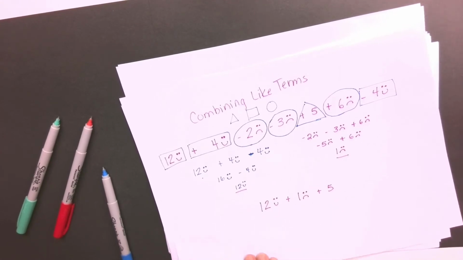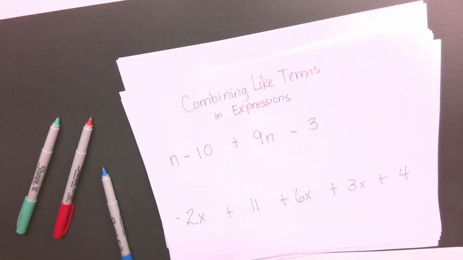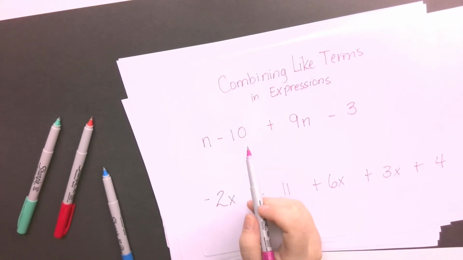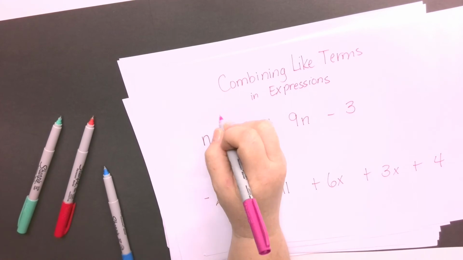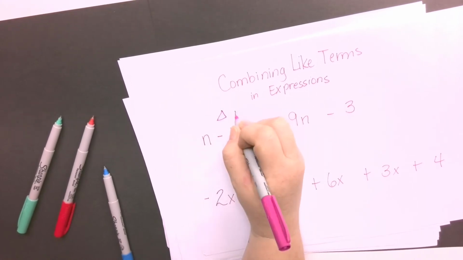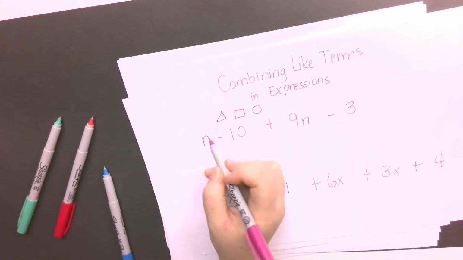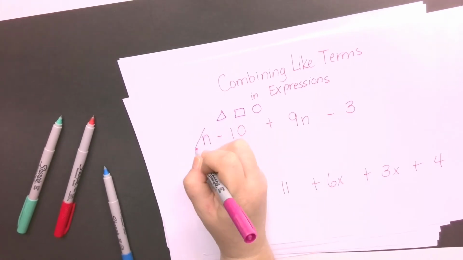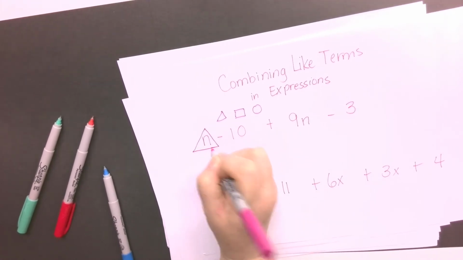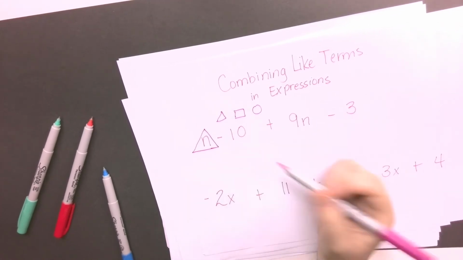Okay, let's try it now with variables. Okay. We have some expressions here. And so again, I'm going to go through and I'm going to use shapes, whatever shapes I need, until I get the hang of it. So let's start with triangles. We're going to put triangles around any term with an n in it. Okay?